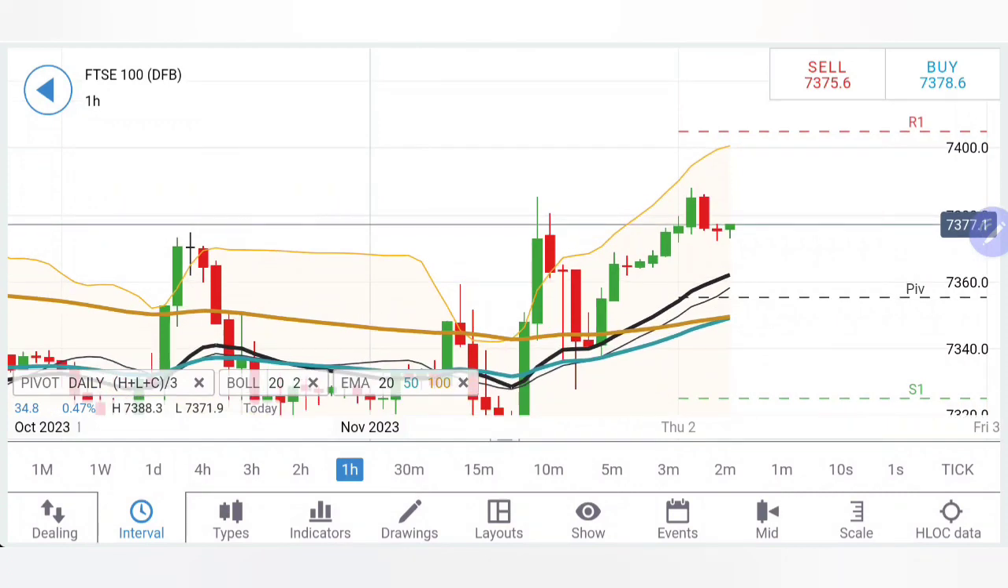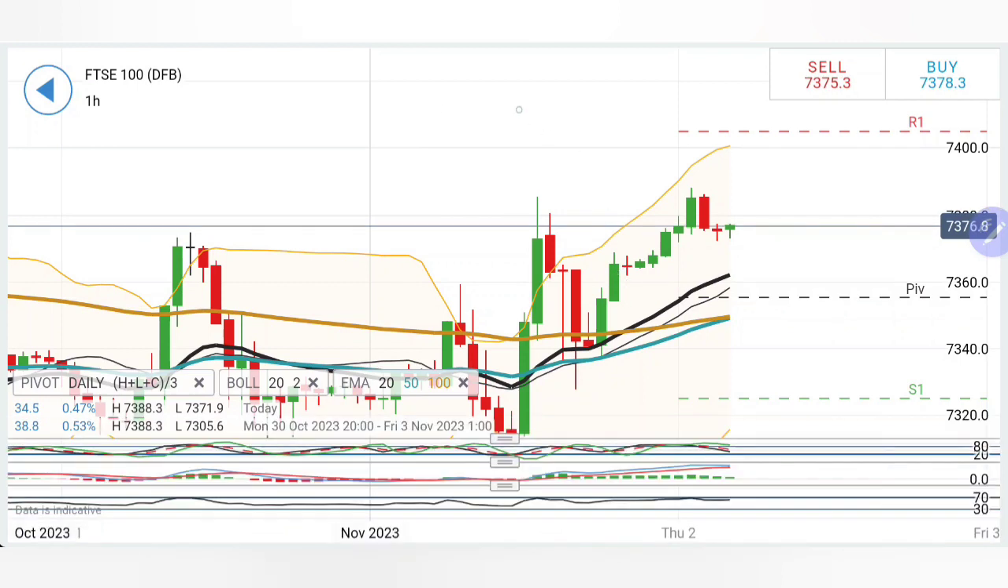7420, 7450 levels are to be watched. The possibility exists that we may see it getting resistance around the same zone. See, moving averages have crossed over, trading with divergence. Support at 7360 is very strong, and then 7340, 7320 levels. If you look at the hourly charts, you will find it is trading in this bullish channel.